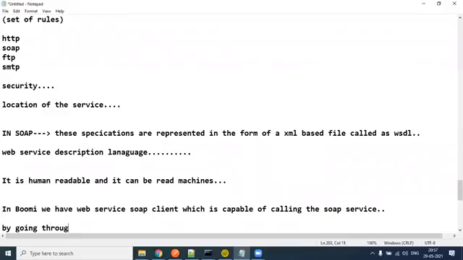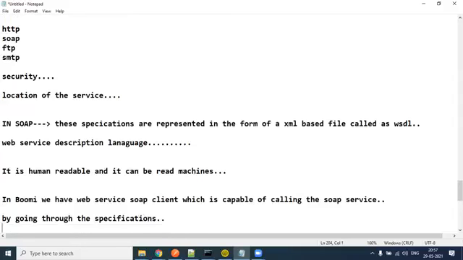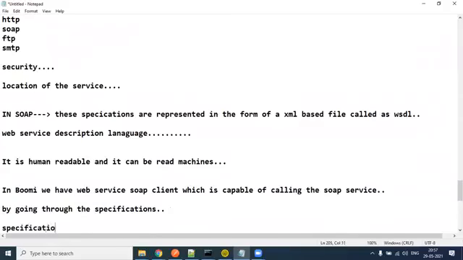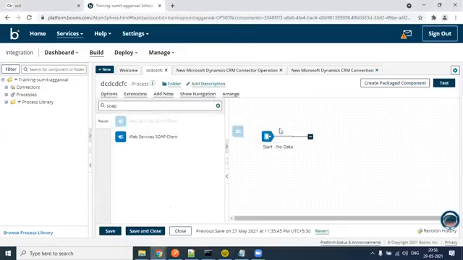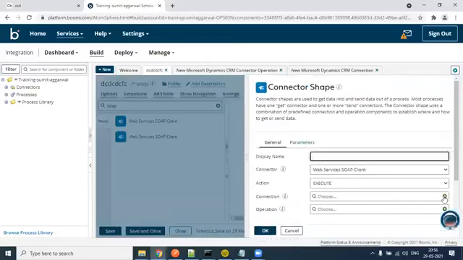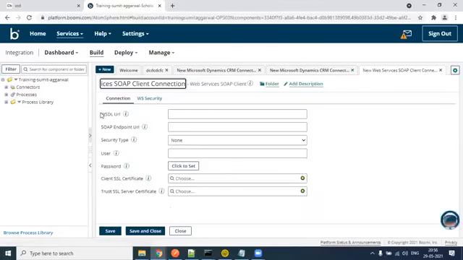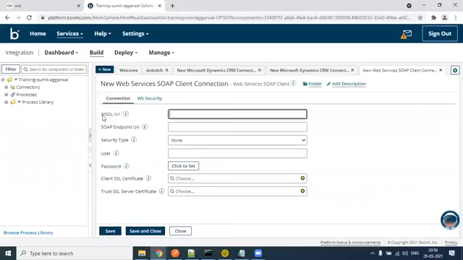And how are specifications described? Specifications are described with the help of what? With the help of a WSDL file, right? So now if you go here, let's say you drag and drop, you go to connection. Is it asking for some WSDL? Yes or no? Yes.